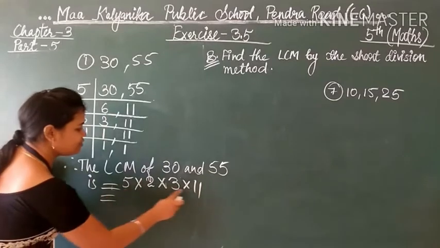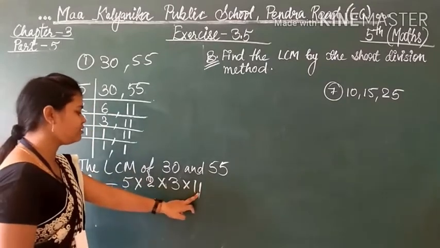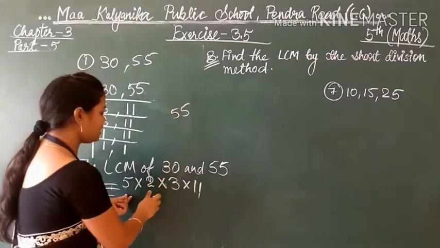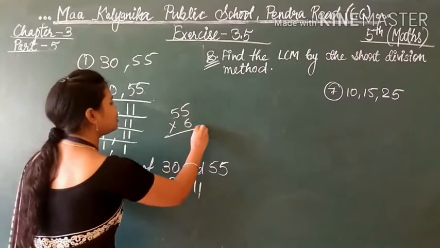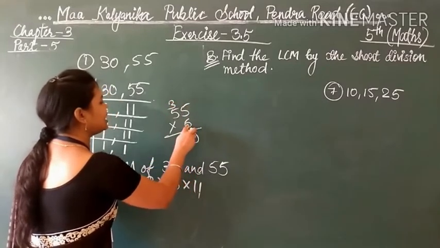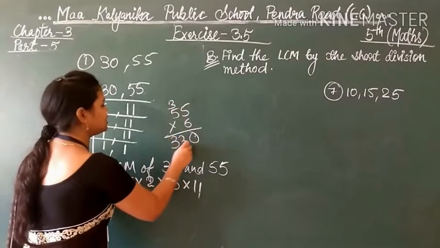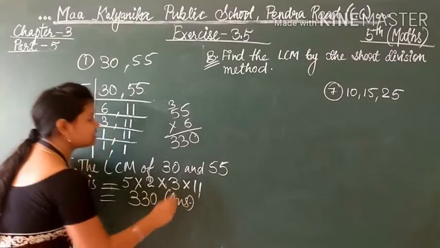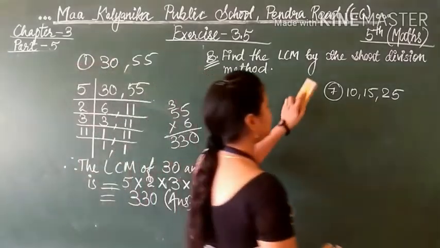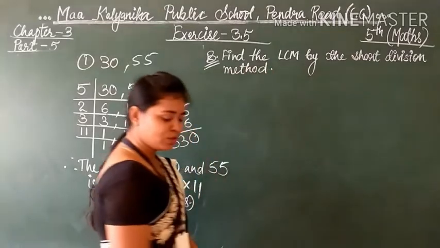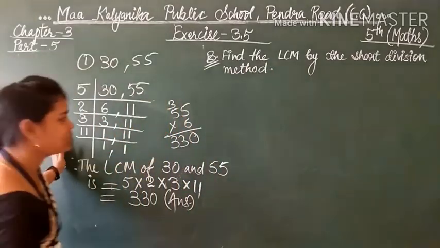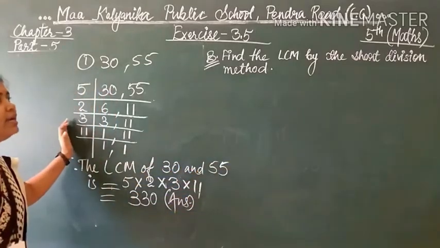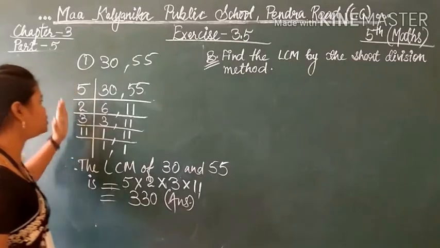Okay. So see students, 5 11s are 55 and 2 3s are 6. Now directly, 5 11s are 55, 2 3s are 6. So we have 55 and 6. 6 5s are 30, and 6 5s are 30 plus 3, 33. So students, 330 is the answer received here. In the same way you have to solve all the questions. This is rough work, don't write it here. Okay, so in this way you can find the LCM by short division method.